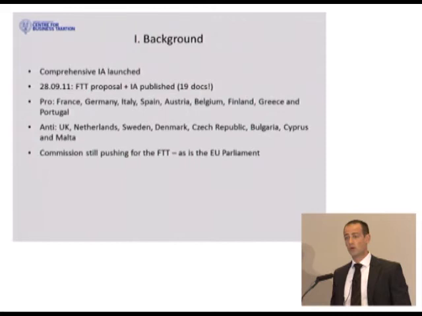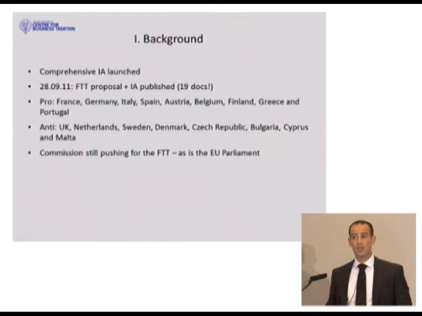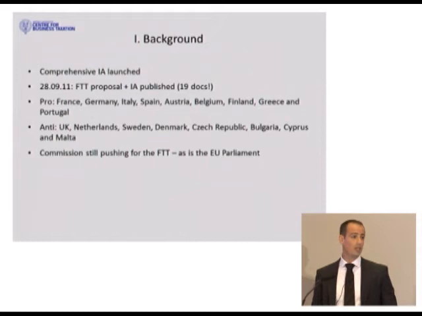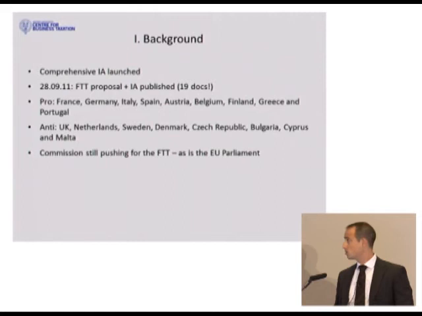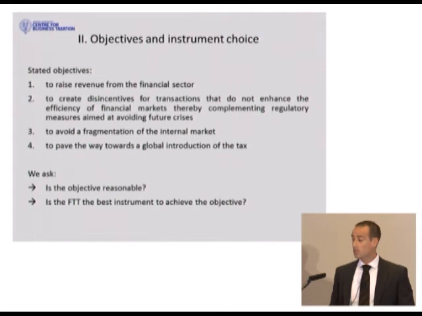At the moment, we're not sure what's going to happen. The Commission and the European Parliament are still pushing very strongly for the FTT they proposed. There is talk of a compromise solution, perhaps a tax which goes along the lines of the UK's stamp duty on shares, so a tax with a narrower base. There is talk at times that the 9 member states who are in favor of the tax could go ahead through the enhanced cooperation procedure. But what I'm going to focus on is the proposal of the Commission, because the Commission is still pushing strongly for this tax. It's backed by France and Germany, and the Parliament is pushing equally strongly.